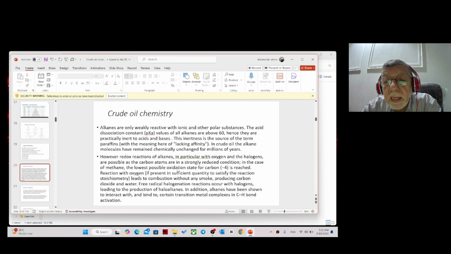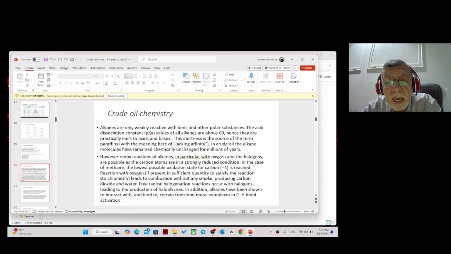It is unreactive. In crude oil, the alkane molecules have remained chemically unchanged for millions of years. The molecules of paraffin do not change in crude oil. If we stored them for millions of years, they would remain as they are.